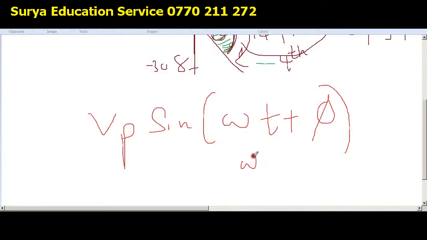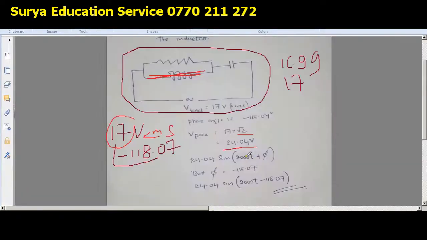What is omega? Omega equals 2 pi f, right? So according to our problem, this omega is 2000. Now this 2000 is omega. So what is our phase angle? Positive 5, but according to the actual case it is minus 118.07. So this is the standard equation for the voltage.